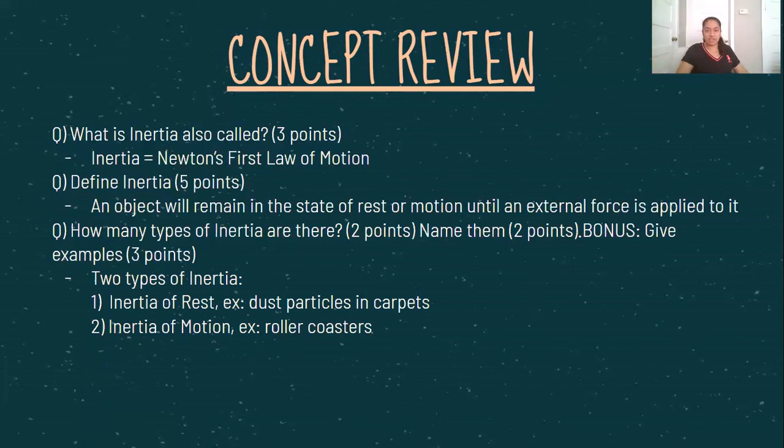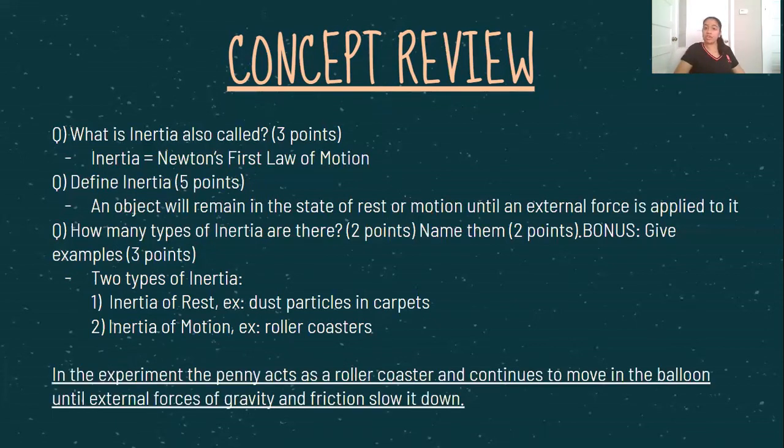The second type of inertia is the inertia of motion, and examples of this are roller coasters, the pennies that we just conducted the experiment with, and also cars. So just for a quick revision, in the experiment, the penny acts as a roller coaster, and it continues to move in circles, in loops, until an external force is applied to it. And this external force is gravity and friction, which eventually slows the penny down.